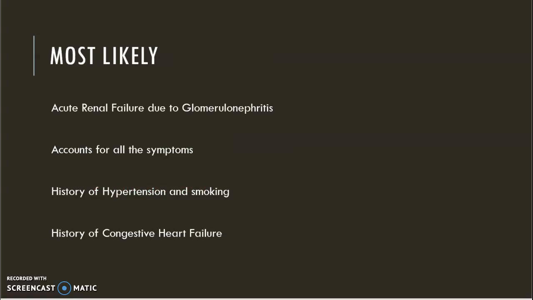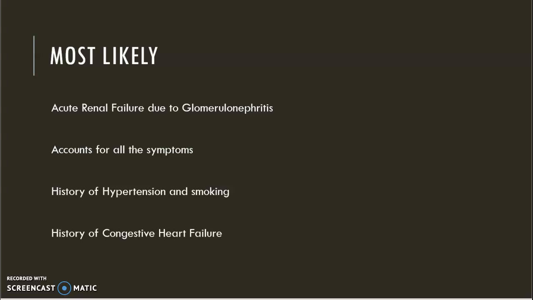The most likely diagnosis is acute renal failure due to glomerulonephritis. The patient is elderly, leading to decreased function of the respiratory system, increasing risk for infection. With decreased kidney function, there is a decreased regeneration rate and a higher prevalence of infection.